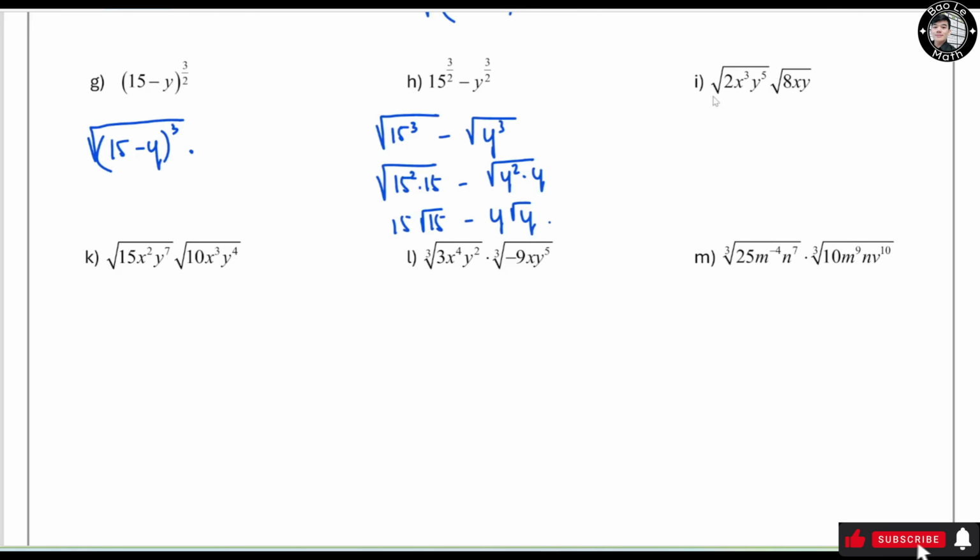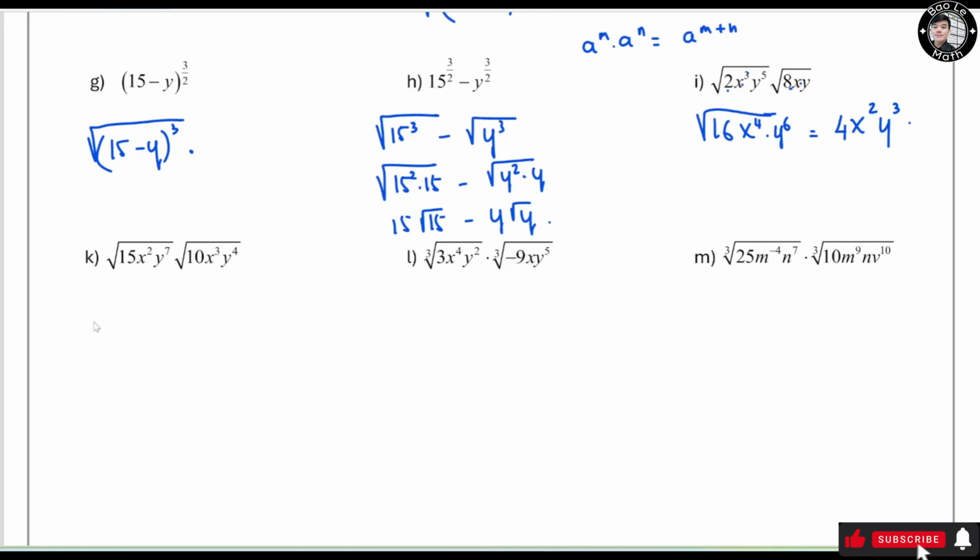Question I. We can combine these two guys, right? So 2 times 8 is going to be 16. S cubed times s is going to be s to the 4. Remember, a to the m times a to the n equals a to the m plus n, right? Times y to the 5th times y is going to be y to the 6th, right? So we can bring 16 outside, it could be 4. S to the 4, bring it outside, it could be s squared. Y to the 6, bring outside, it could be y cubed, right?